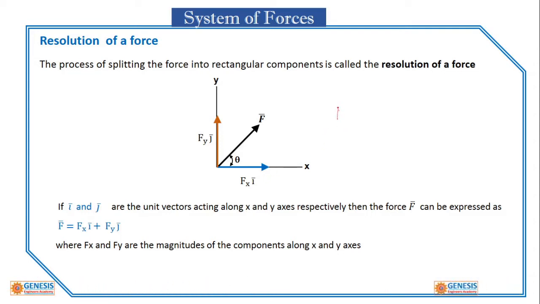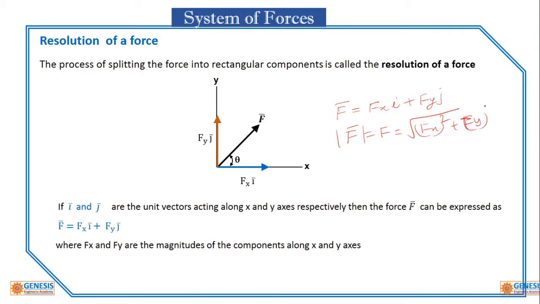Vectorially, a force is represented by this notation and it will be written like this. So this is the vectorial form, and the magnitude of this is root of Fx whole square plus Fy whole square.